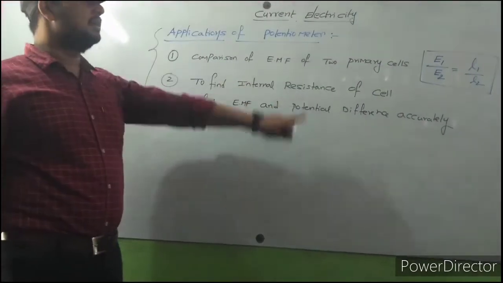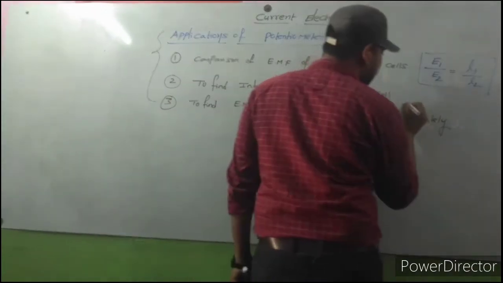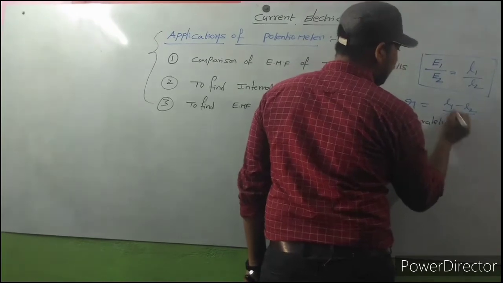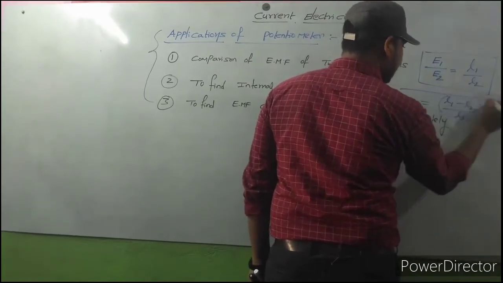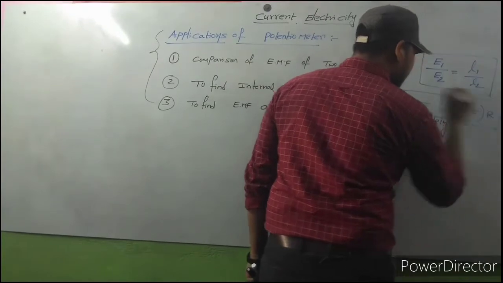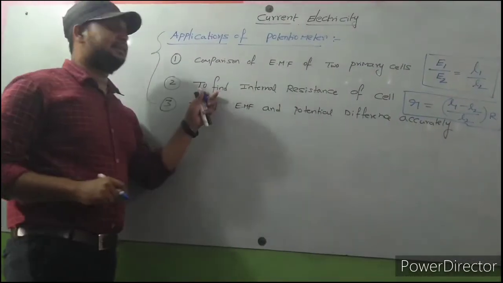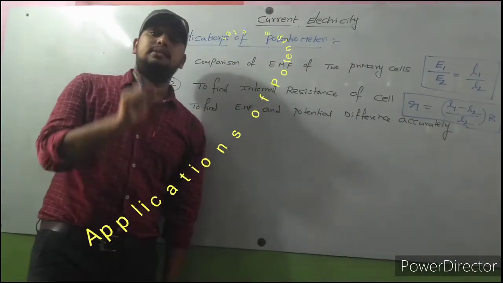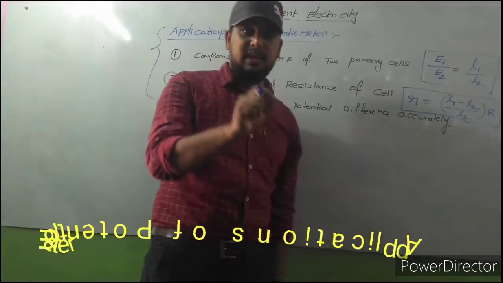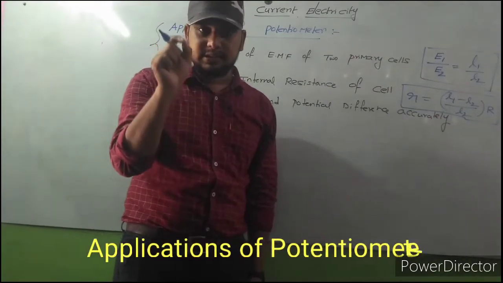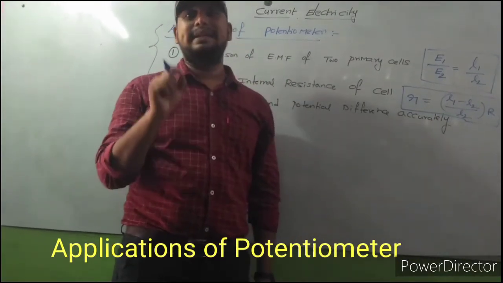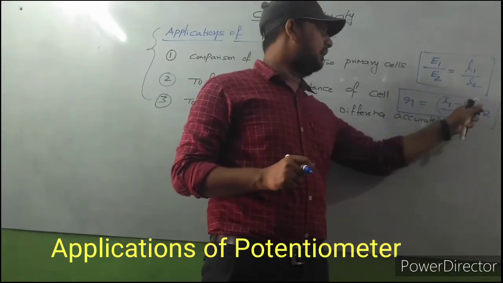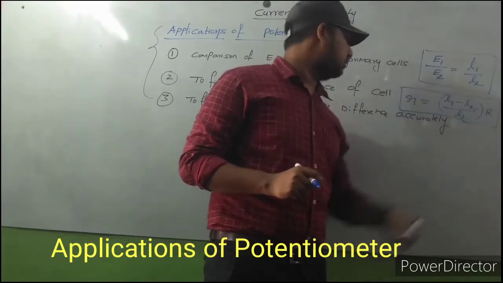Next, to find the internal resistance of the cell. Internal resistance small r is equal to (L1 minus L2) by L2 into R. This is the formula we will get in the second application. Every cell contains internal resistance. Internal resistance is indicated with small r, and external resistance is indicated with capital R. Here L1 and L2 are the balancing lengths.